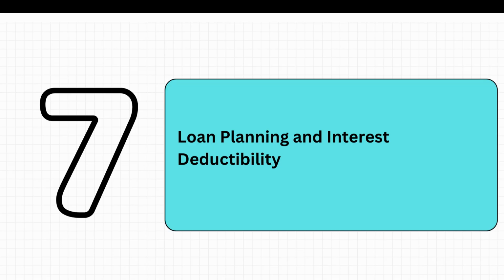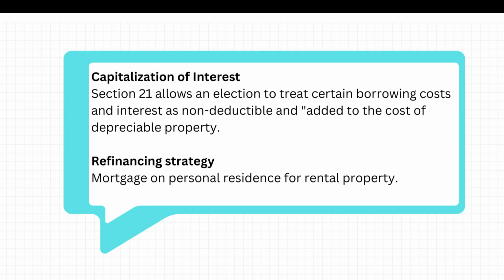There are also planning opportunities. Refinancing strategy. By selling investments to pay for personal expenses, then borrowing to repurchase the investments, you can effectively convert non-deductible personal interest into deductible investment interest. Section 21 Election. This lets you capitalize interest into the cost of a depreciable property instead of deducting it. This might make sense if you'd otherwise generate losses that you can't use.